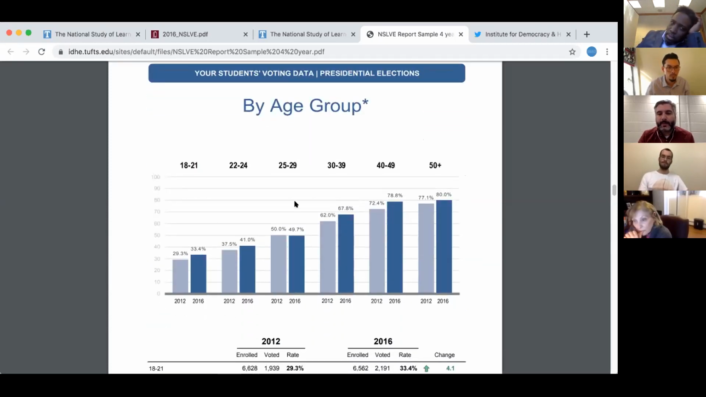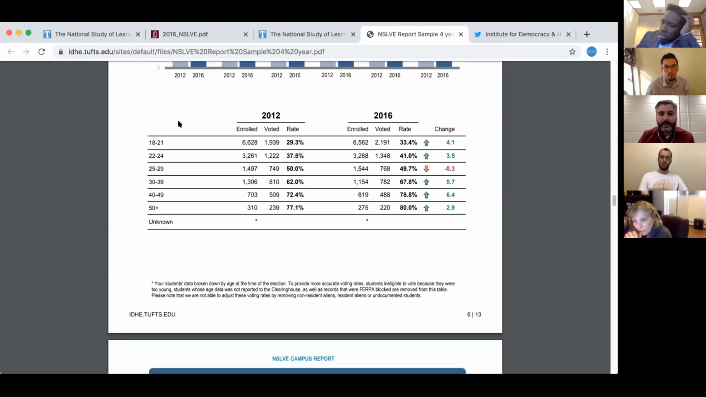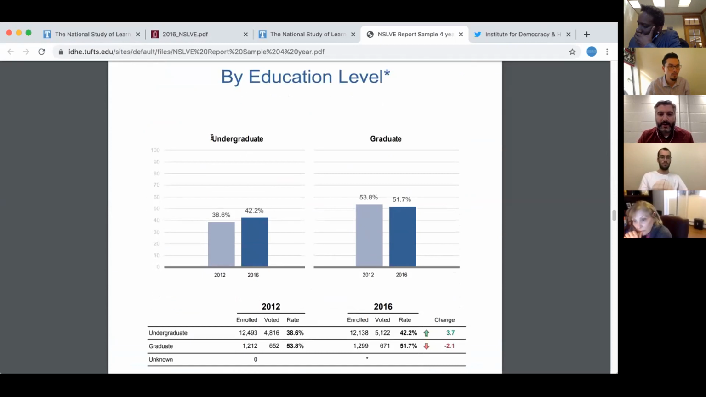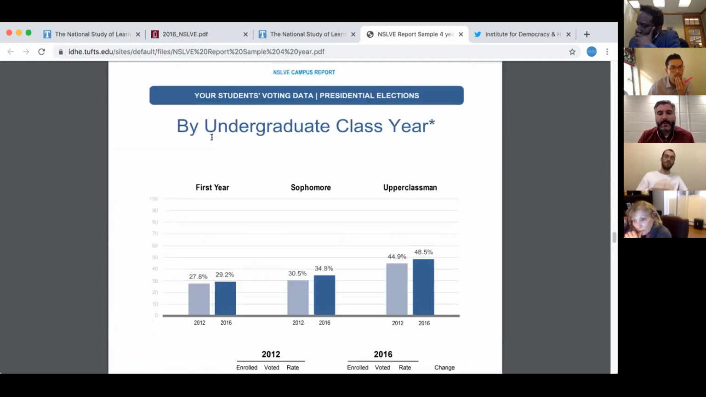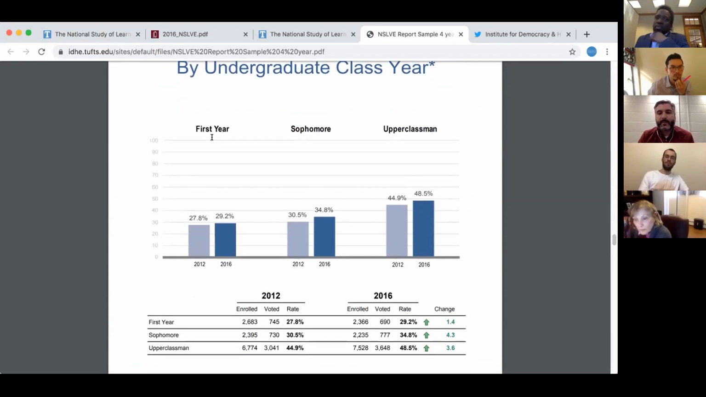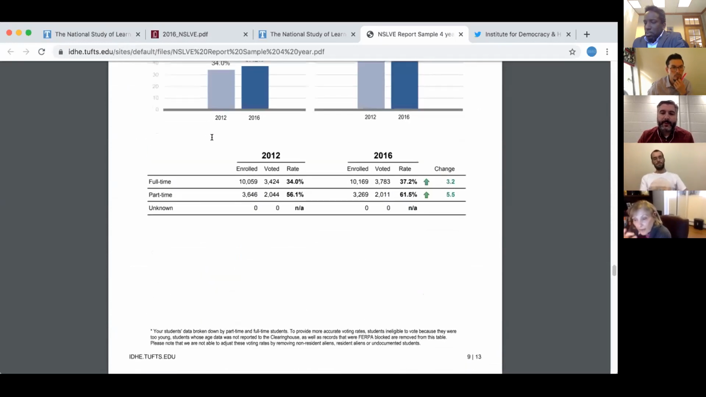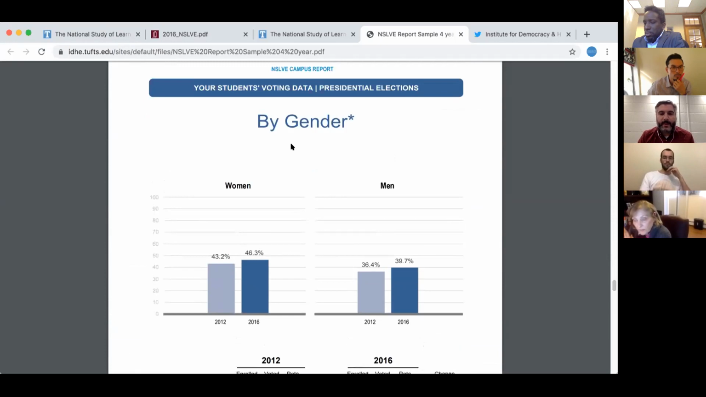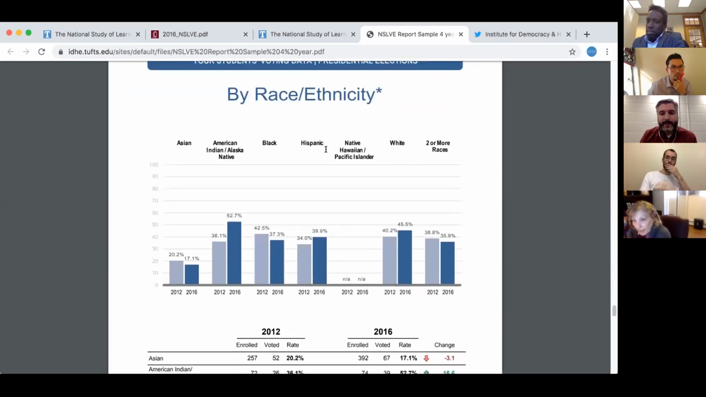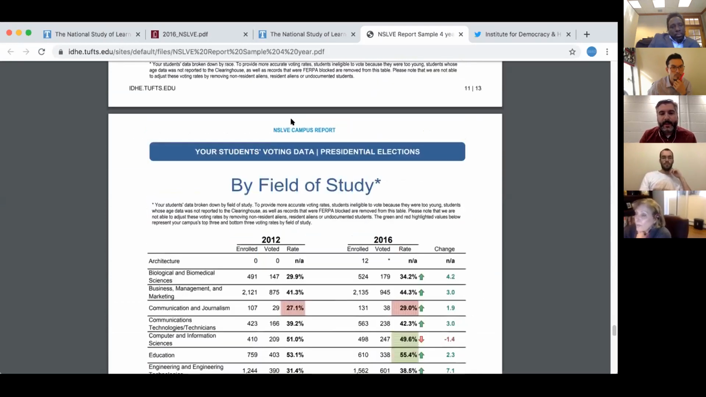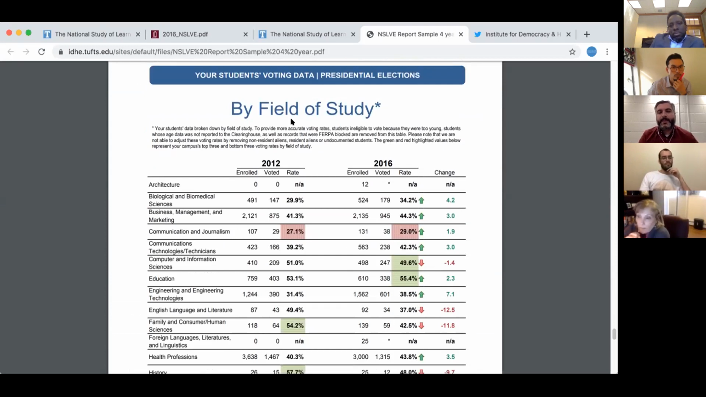In these reports, we also show you what it looks like by age group among your students. We show it by education level, meaning undergraduate students versus graduate students. Undergraduate class year, so first year, sophomore, full-time versus part-time. Gender, which I will note, this category, among many others, are categories that are given to us from either campus statistics or national categories, so that's why we have binary gender data. Race and ethnicity categories, again, these categories are given to us by the government. And the last thing I wanted to highlight is that in these reports, you can see by field of study.